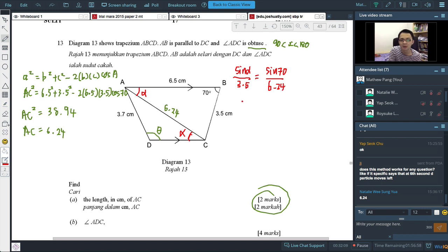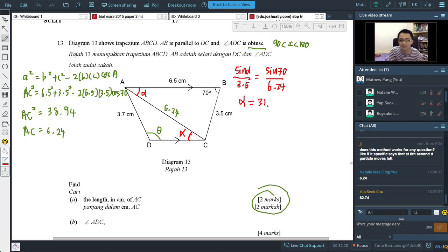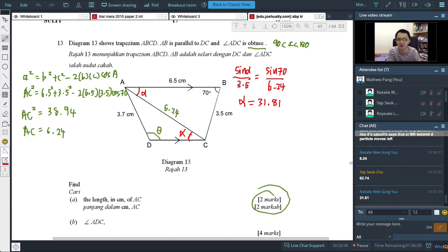So sine 70 over 6.24 multiple 3.5. Okay, then shift sine answer. Yeah, it's 31.81. Am I pressing the calculator wrongly? I get 31.81. Let me double check again. Sine 70 over 6.24 multiple 3.5, and then shift sine answer. Yeah, it's 31.81.